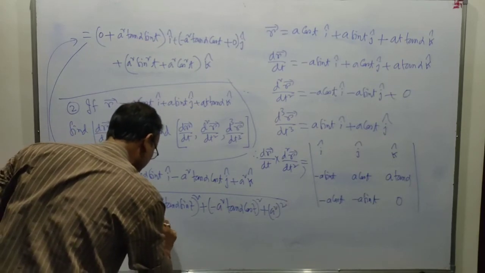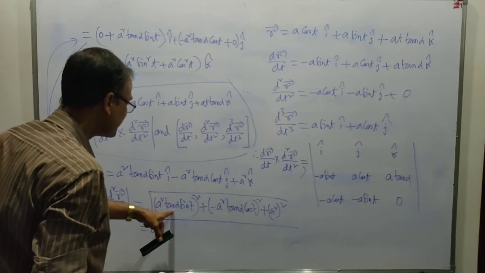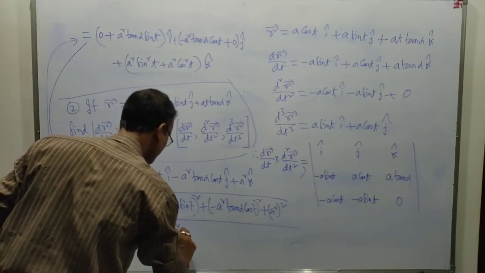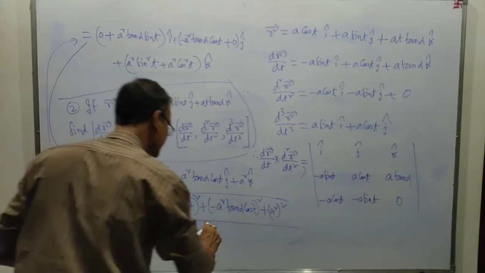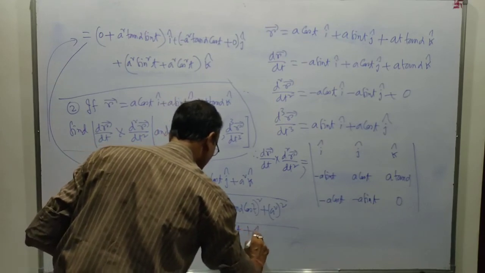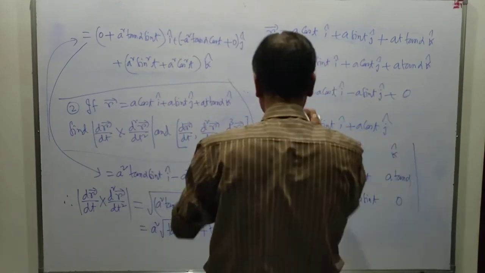A square can be taken outside the root of tan square alpha sin square t plus tan square alpha cos square t plus 1. It is nothing but 1.